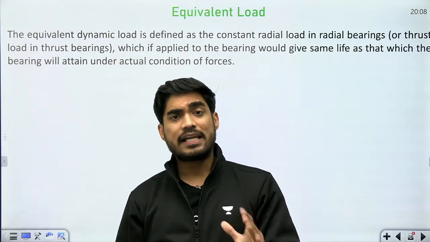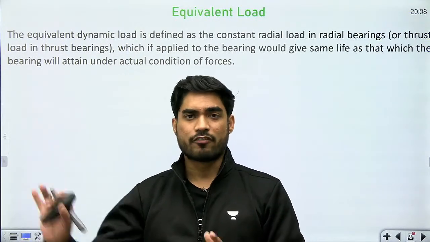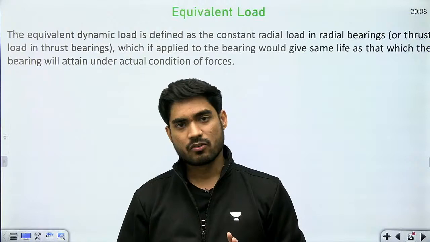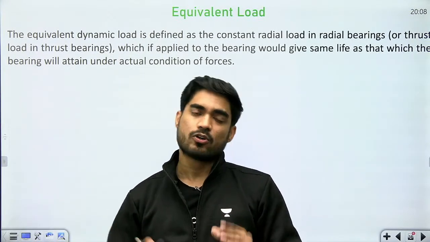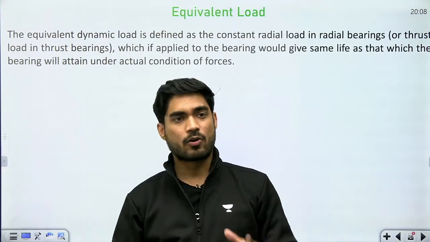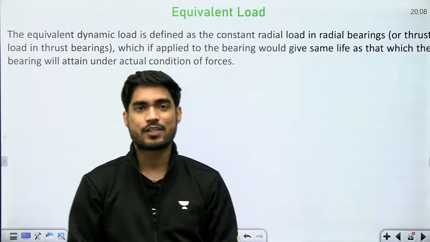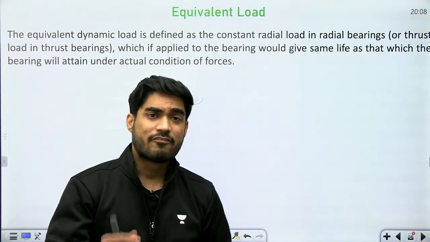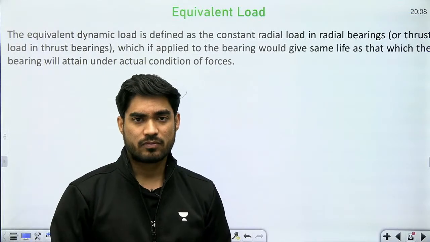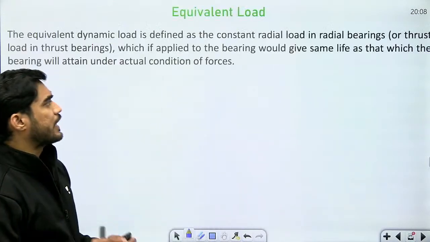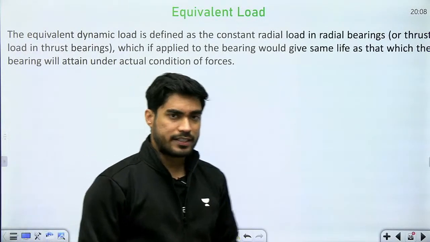If there is only radial load, then we can calculate the life of the bearing using that load. What will be the life if the load is this much? If there is only axial load, then also no problem, we can use that load to calculate the life of the bearing. But the problem is when there is both radial as well as axial load. So in that case, what do we need to do? So what is equivalent load?